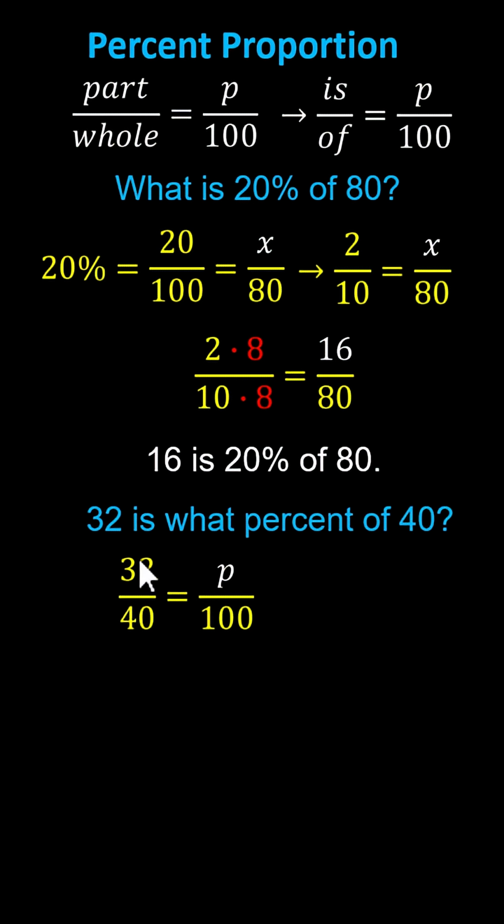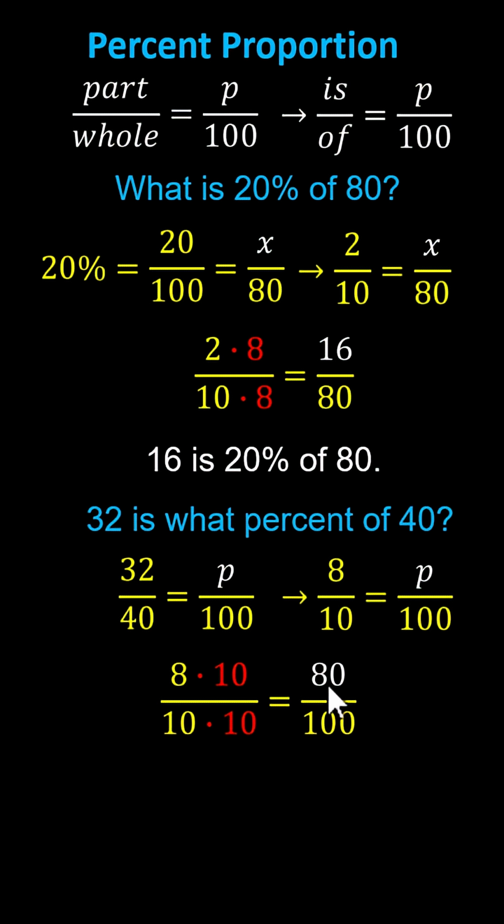Again, let's simplify the ratio of 32 to 40 by dividing both 32 and 40 by 4, which gives us a ratio of 8 to 10 equals the ratio of p to 100. Looking at the denominators, because 10 times 10 is 100, to find p we multiply 8 by 10. 8 times 10 is 80. Because p is 80, or because we have the ratio of 80 to 100, we know 32 is 80% of 40.